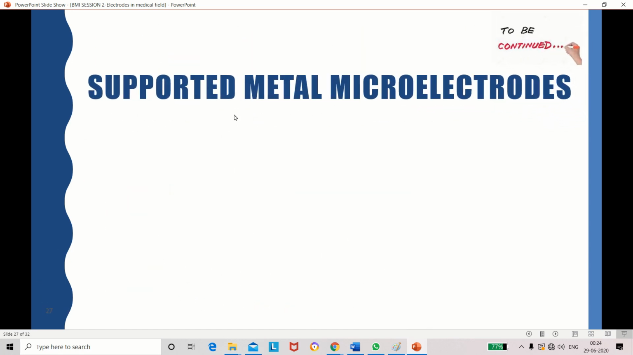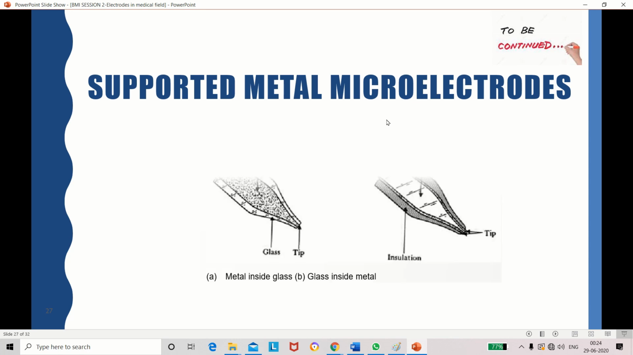Next type is supported metal microelectrode. There are two types of supported metal microelectrode. First one is metal inside glass. Second one is glass inside metal. Metal inside glass means, see here, it is a glass tube which is filled with metal. Here the tip is used for measuring the potential. We are not using any coating at the end of the tip. Can you see this?